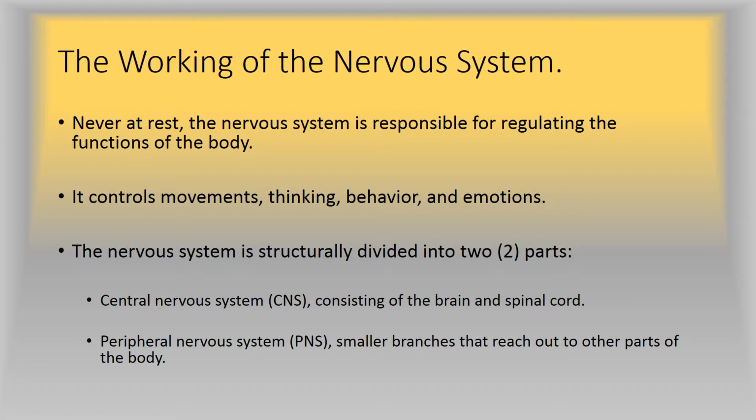Okay, so the working of the nervous system. Never at rest, the nervous system is responsible for regulating the functions of the body. It controls movements, thinking, behavior, and also emotions. Typically, the nervous system is structurally divided into two different parts: the central nervous system, or the CNS, which consists of the brain and the spinal cord, and then the peripheral nervous system, or the PNS, which again includes smaller branches that reach out to other parts of the body.